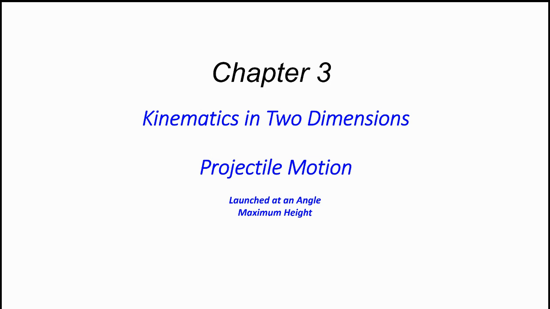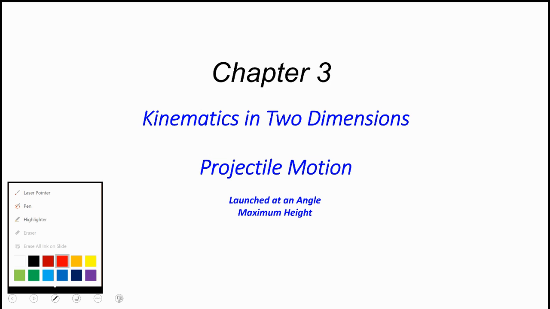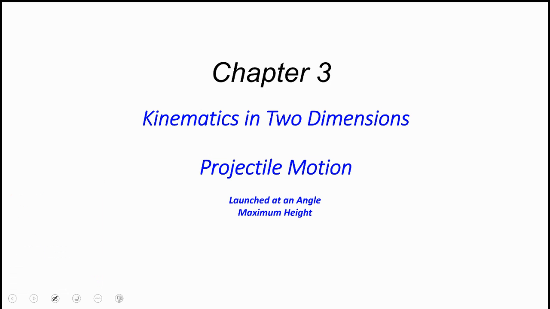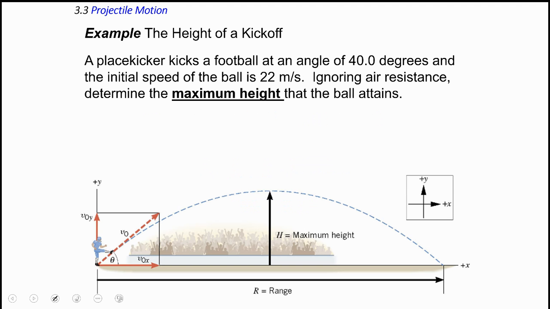Here we are going to take a look at how we go about solving a kinematic two-dimensional projectile motion problem when it is launched at an angle. So instead of just moving horizontally, it's actually going to be launched at an angle. In this particular case, I think it's easiest to just start off with an example.